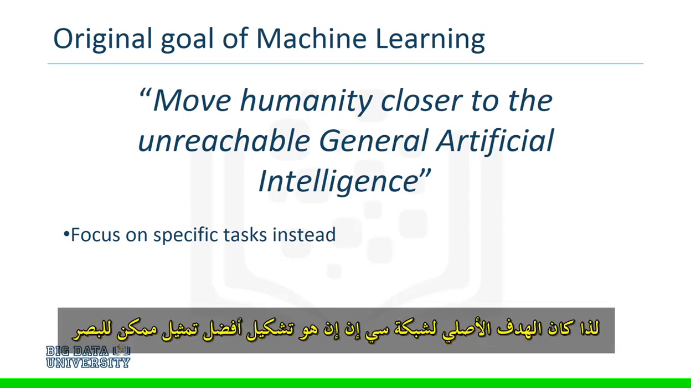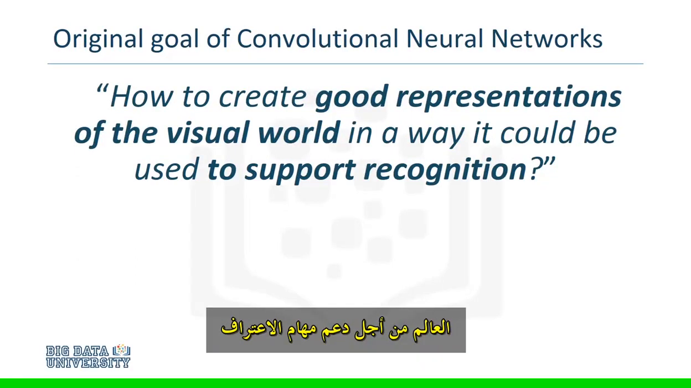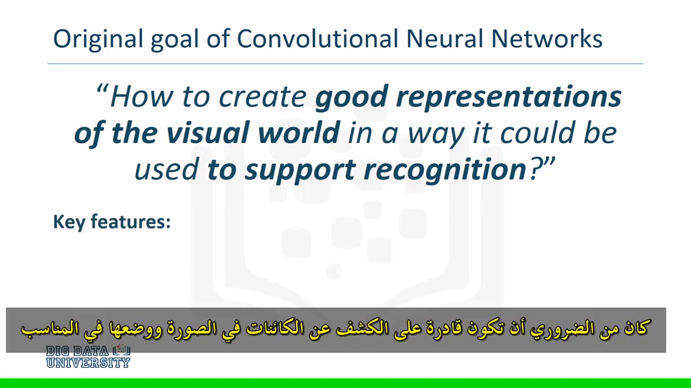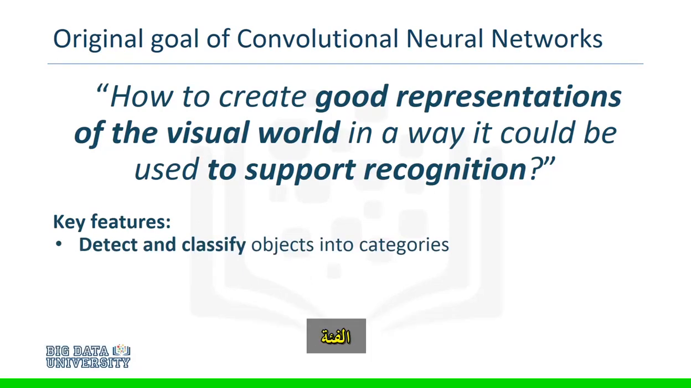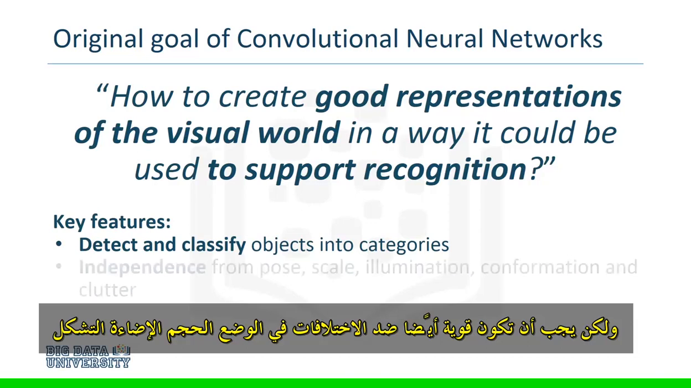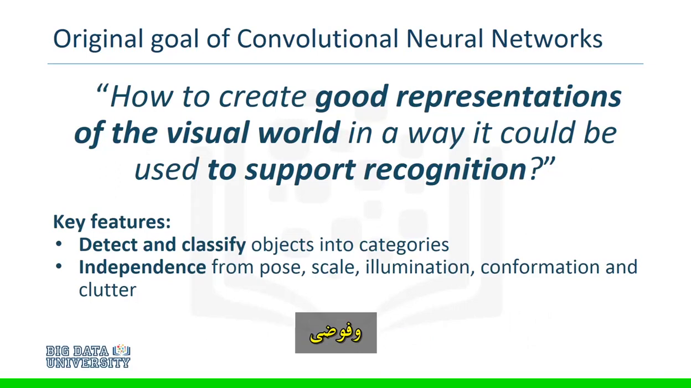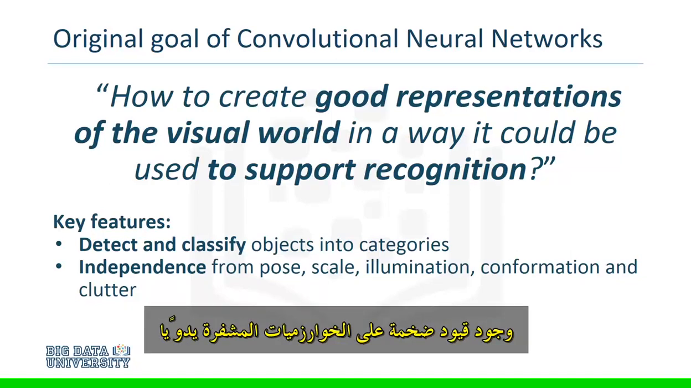So the original goal of the CNN was to form the best possible representation of the visual world in order to support recognition tasks. The CNN solution needed to have two key features. It needed to be able to detect the objects in the image and place them into an appropriate category. But it also needed to be robust against differences in pose, scale, illumination, conformation, and clutter. The importance of the second feature can't be overstated, since this was historically a huge limitation of hand-coded algorithms.